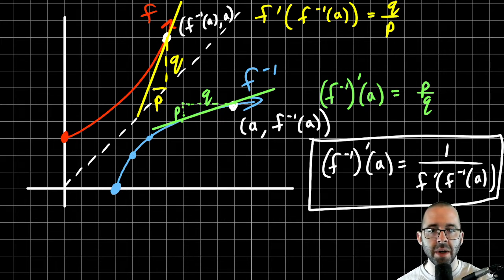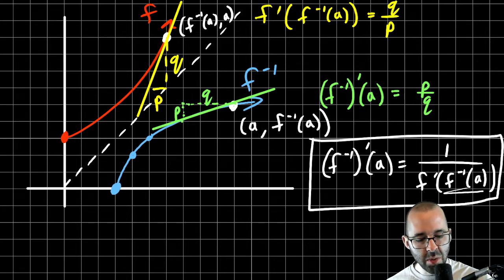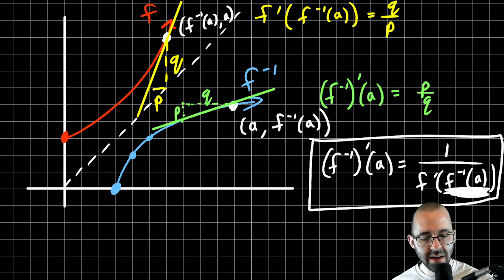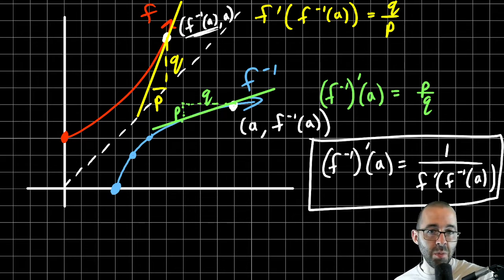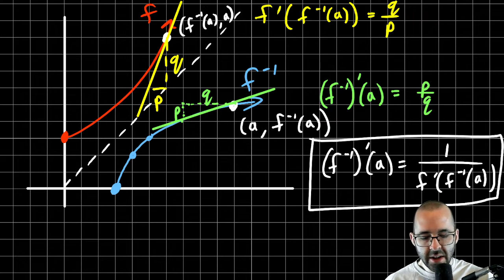It looks a little weird, but first off, I want you to try to understand where this comes from, because it looks messier than it is. All it is is the reciprocal of the derivative. And then we have to make sure that we're evaluating it at the right point, right? We can't still plug in a. We have to plug in the corresponding input. And the corresponding input of f, when f inverse is at a, is at f inverse of a. Okay, so that's our theorem. It's called the inverse function theorem.